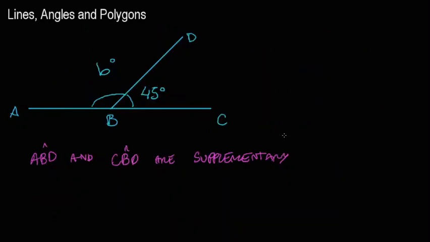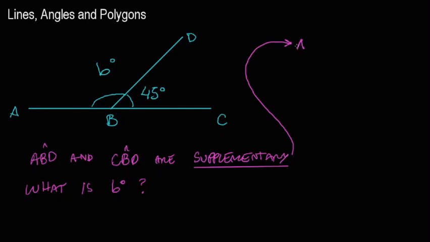Now, take a look at this new problem here. If you're told that ABD and CBD are supplementary, what would be angle B? Well, what does it mean for an angle to be supplementary? Well, this means that ABD, which is this angle here, and CBD, just this one, they will have to add up to 180.